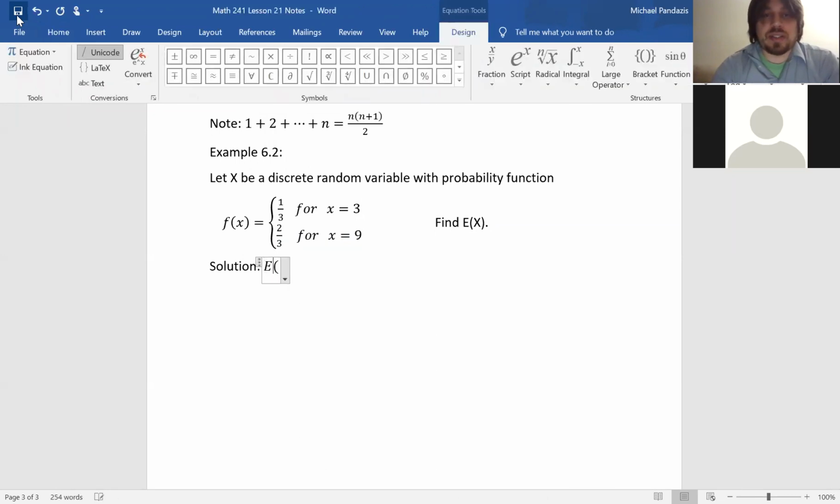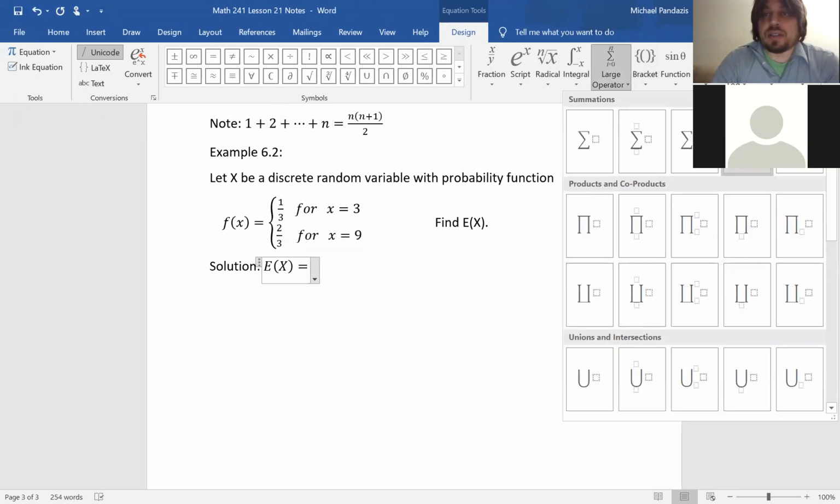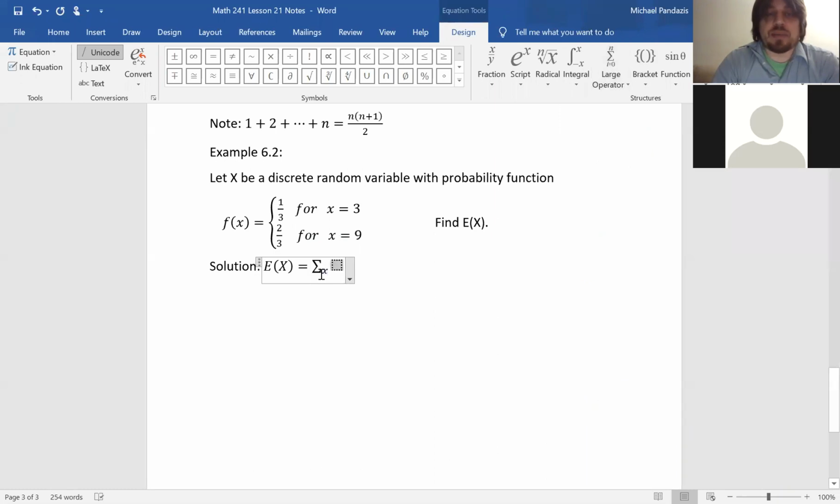Remember, E of X is equal to the sum over all possible values little x of capital X of x times f of x, provided that the series absolutely converges. Everything's positive here, so by calculating it you're seeing that it's absolutely convergent. Values of x are positive and probabilities are also positive, so if you find this sum and it's finite, you're also proving that the series is absolutely convergent.